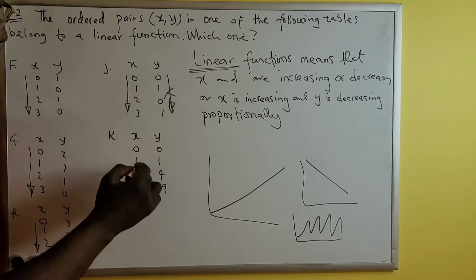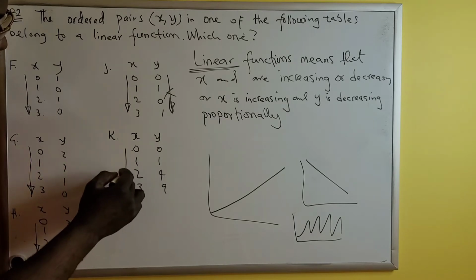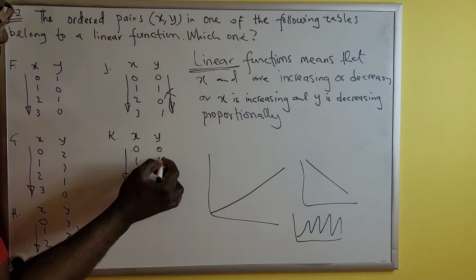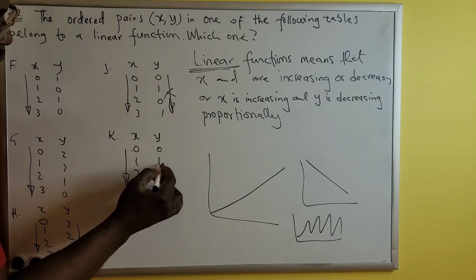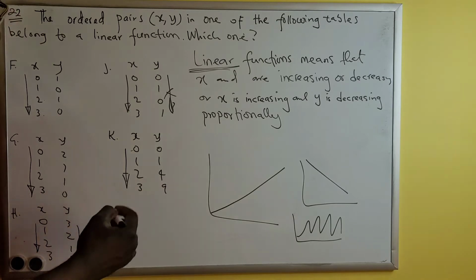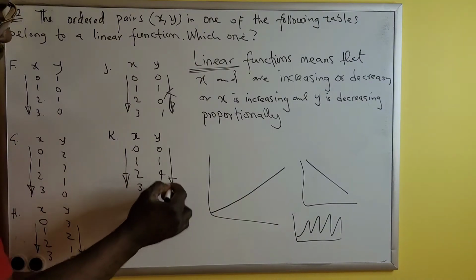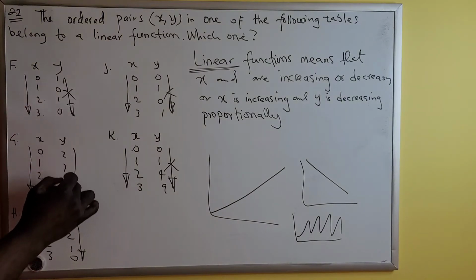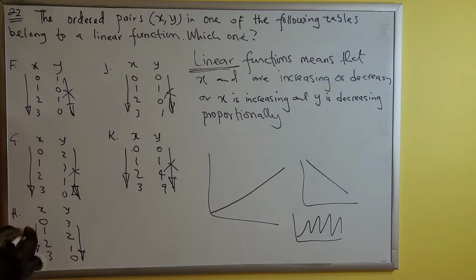So X: 0, 1, 2, 3, and 0, 1, 4, 9 is not. You know, the difference between these is 1, the difference between these is 3, and the difference between these is 5. So it's not really proportional to that. So this cannot be the answer. So the only one that is the answer here is H. So H is your answer in this case.